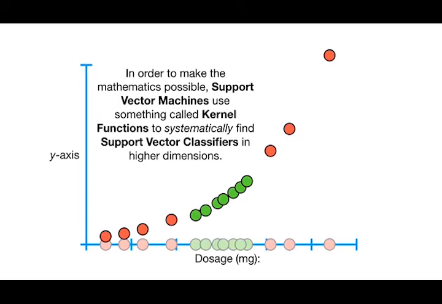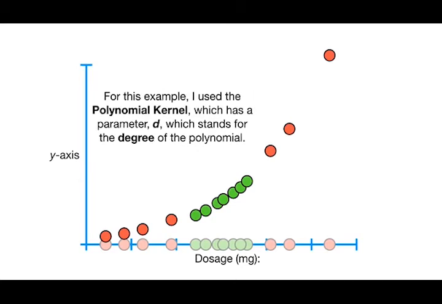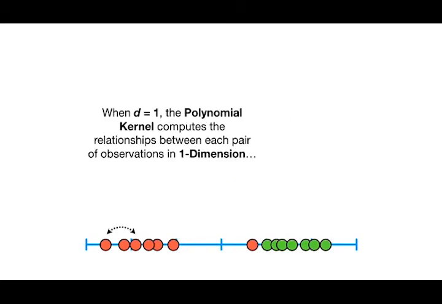In order to make the mathematics possible, support vector machines use something called kernel functions to systematically find support vector classifiers in higher dimensions. So let me show you how a kernel function systematically finds support vector classifiers in higher dimensions. For this example, I use the polynomial kernel, which has a parameter, d, which stands for the degree of the polynomial. When d equals 1, the polynomial kernel computes the relationships between each pair of observations in one dimension.